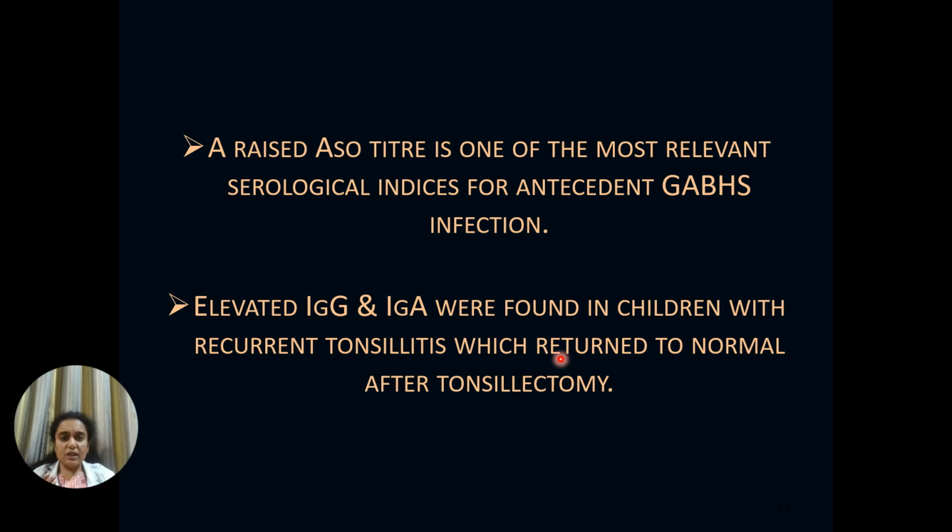So, elevated IgG and IgA are definitely found in children with recurrent tonsillitis, which return to normal after tonsillectomy. And 3 to 4 years after tonsillectomy, ASO titer also comes down. So, we can go ahead with these immunoglobulin tests and ASO titers. If ASO titer is positive, that is more than 400, then they have to go for prophylaxis of penicillin in order to prevent rheumatic fever and glomerulonephritis.